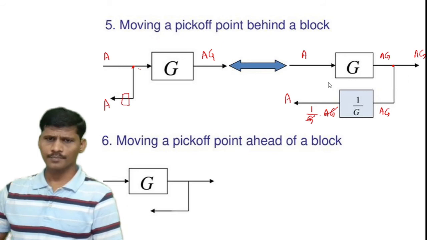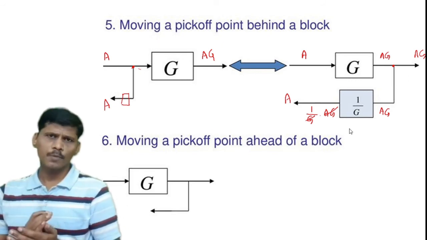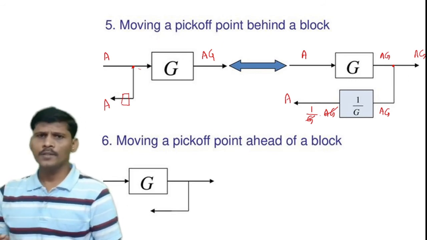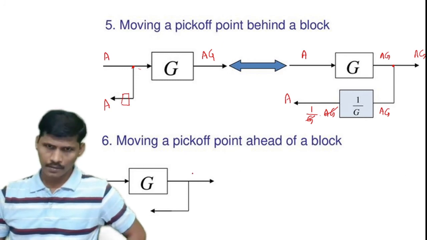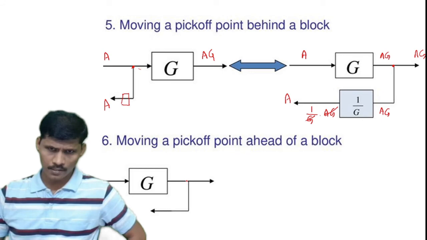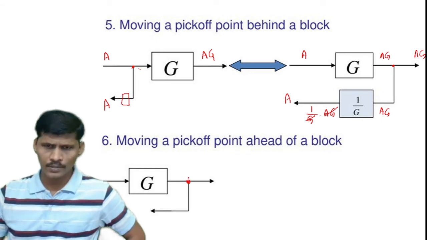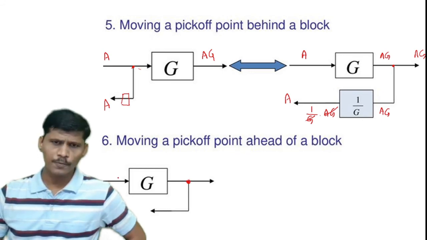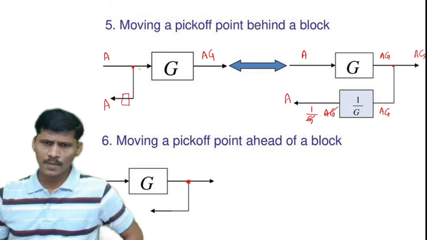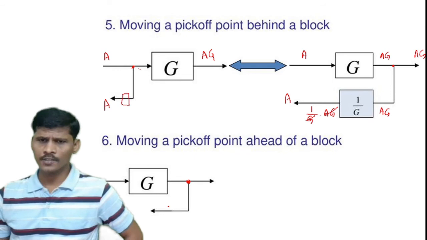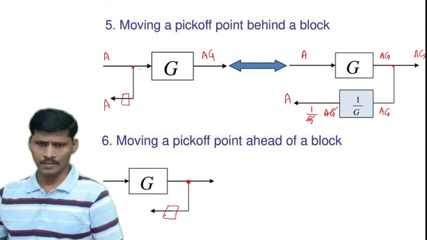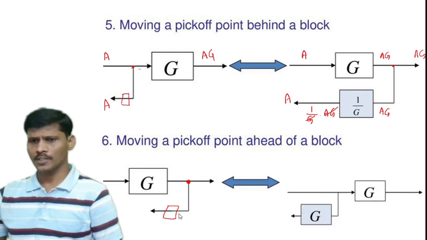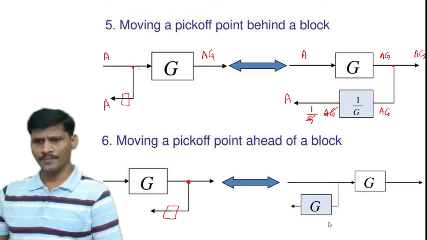And next rule, moving the branch point or the takeoff point before the block. This is the branch point or the takeoff point, moving this branch point before the block. So moving this branch point before the block, we can consider another additional block here. Consider one more additional block here. Therefore, the equivalent representation is this one.